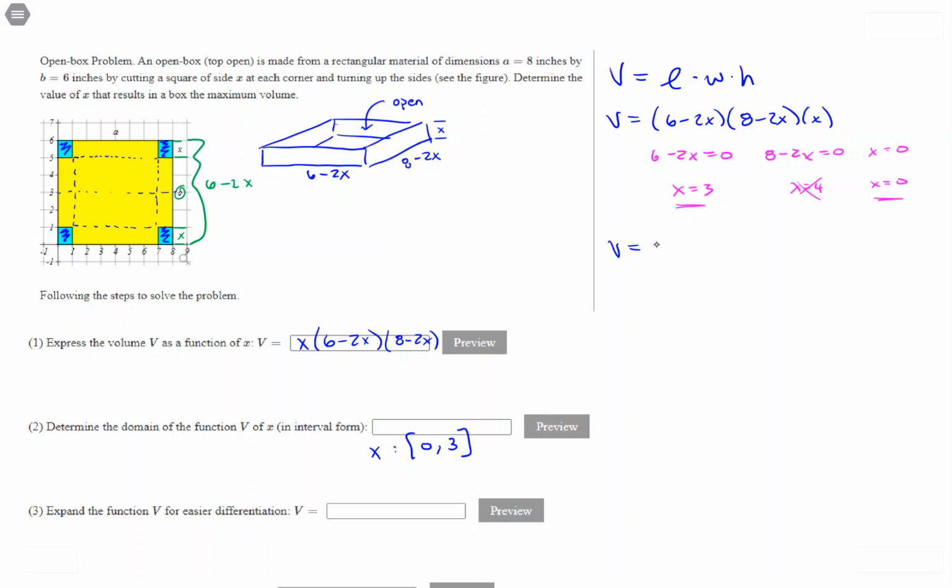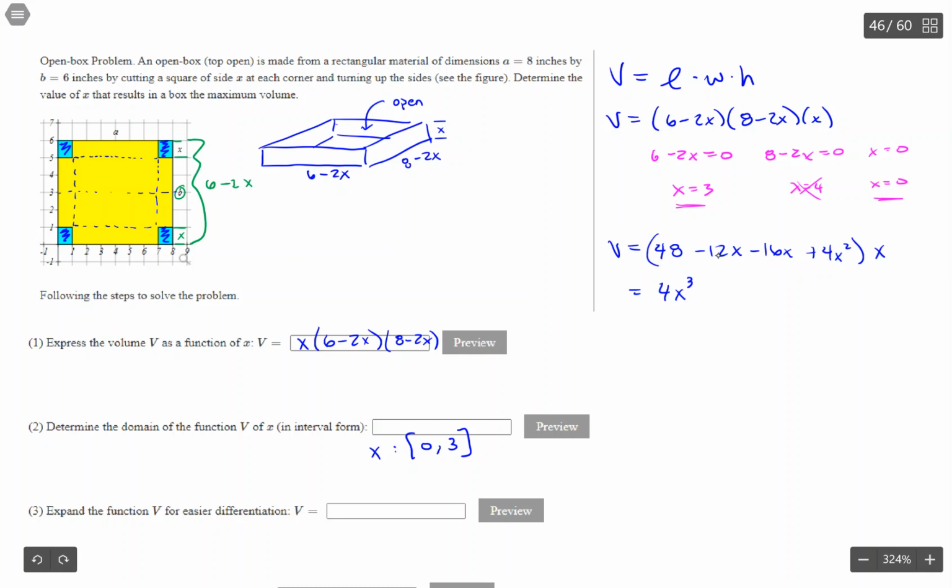So let's try. 6 times 8 is 48. 6 times negative 2 is negative 12x. 8 times negative 2 is negative 16x. 2 times 2, that's going to be plus 4x squared. Then all of this is still multiplied by x. So I'm going to just go ahead and write in 4x cubed. 12 and 16, those would add together to 28, so minus 28x squared. And finally plus 48x. Now, that right there is the answer to part 3. I'm not going to copy it back over, but that's the answer to part 3.